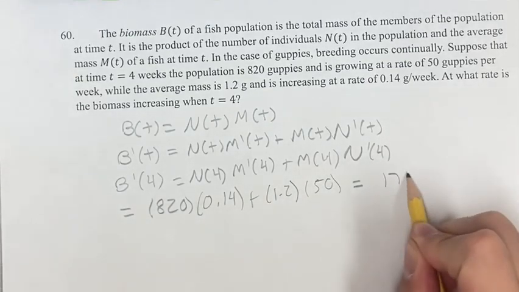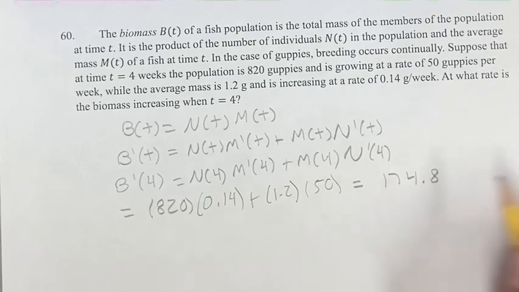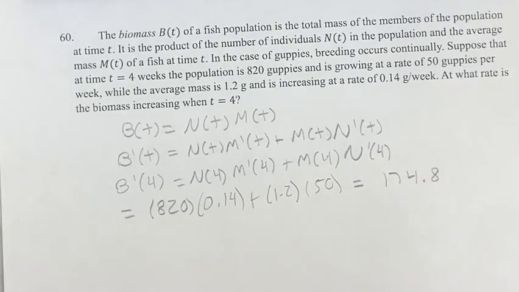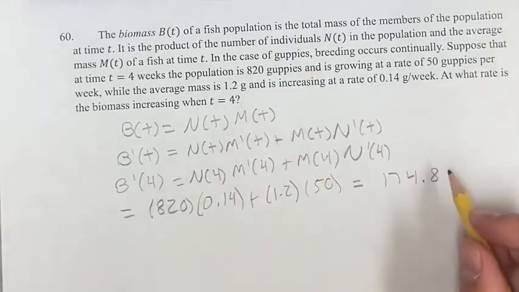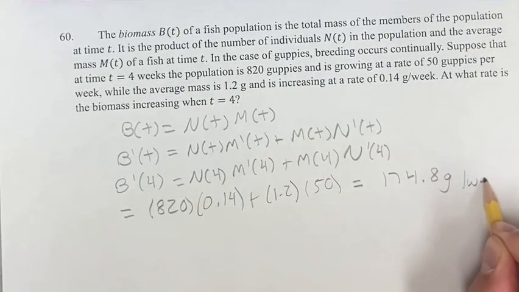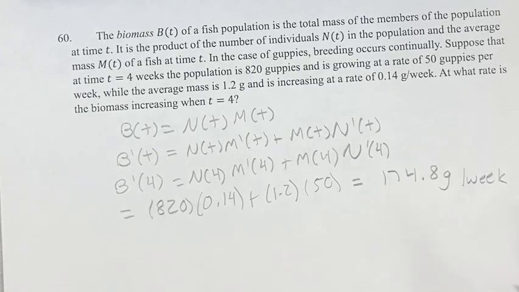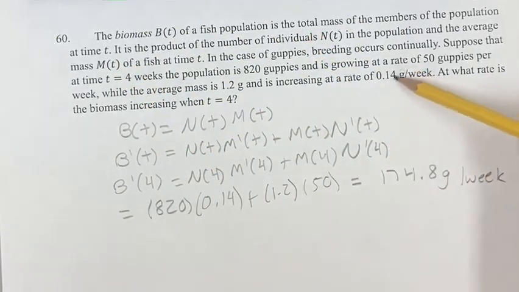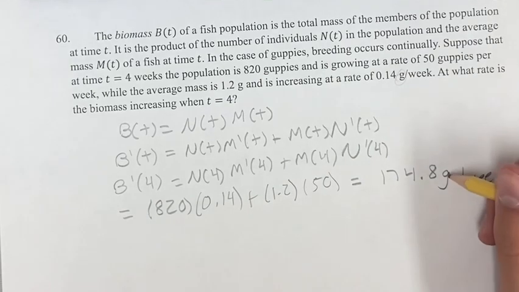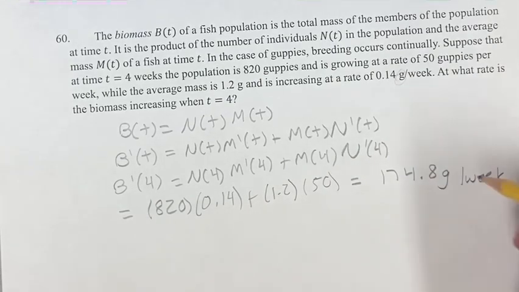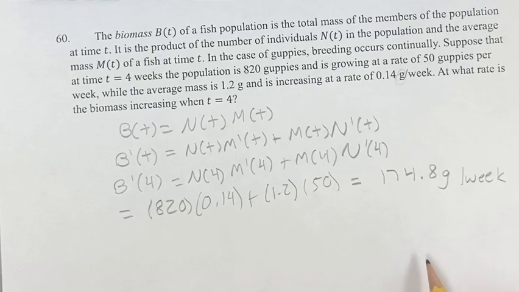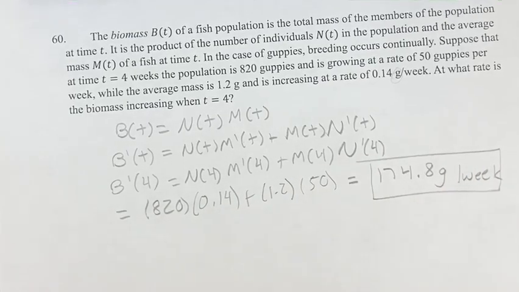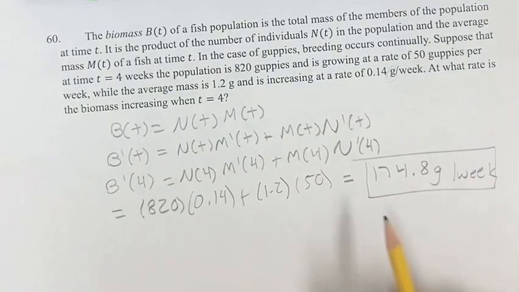and if you enter that into your calculator, you get 174.8. And this is going to be in grams per week, right? Because the biomass is the total mass, which is measured in grams. So it's grams, and then it's the rate of change, so it's per week, since that's the unit of measurement of time that we're given in this scenario. So your final answer, 174.8 grams per week.